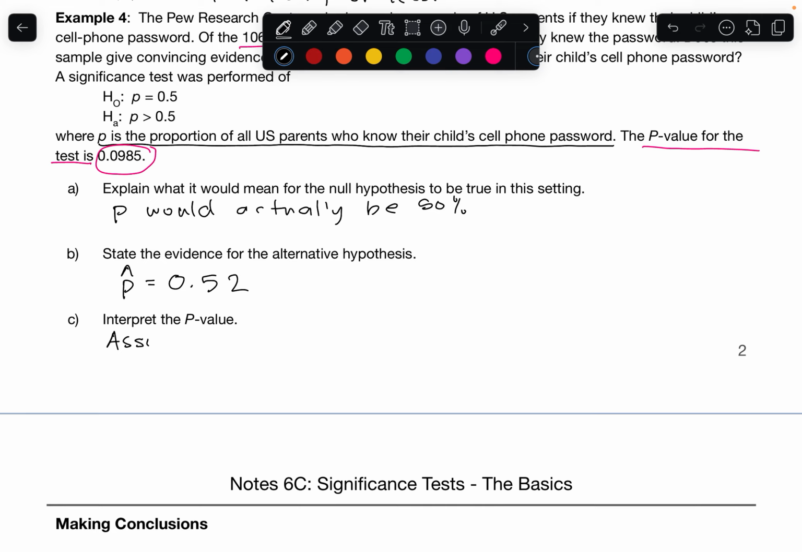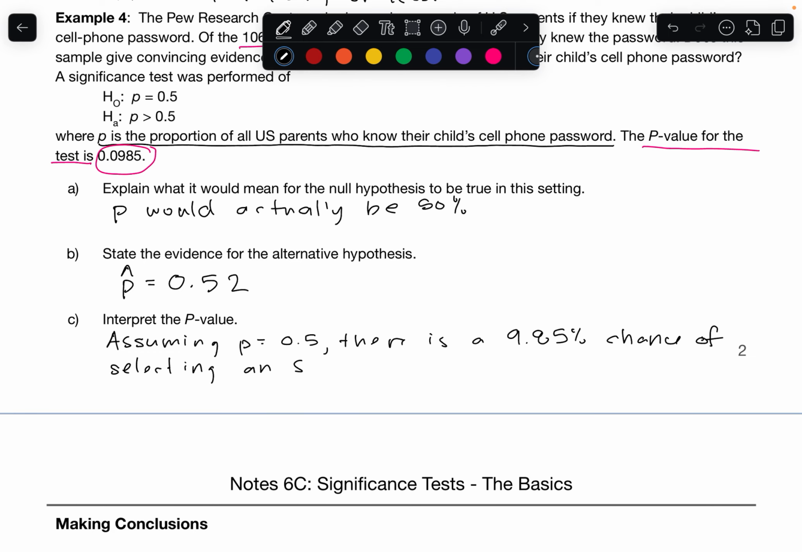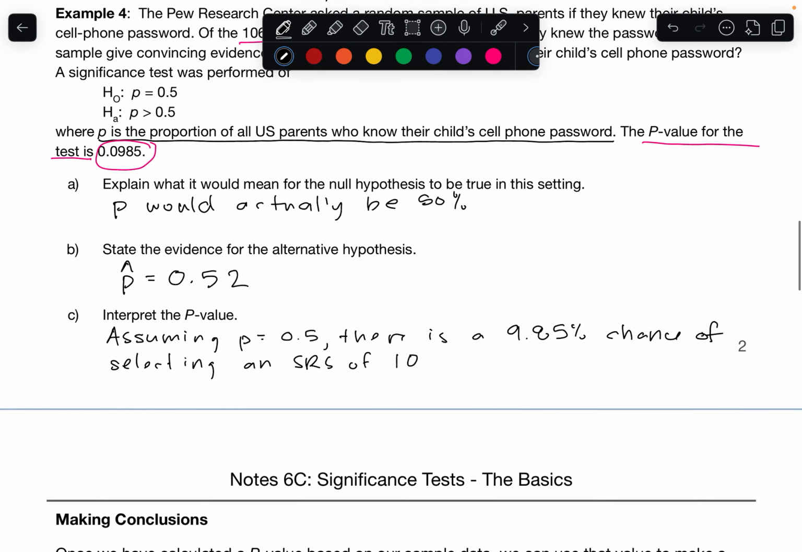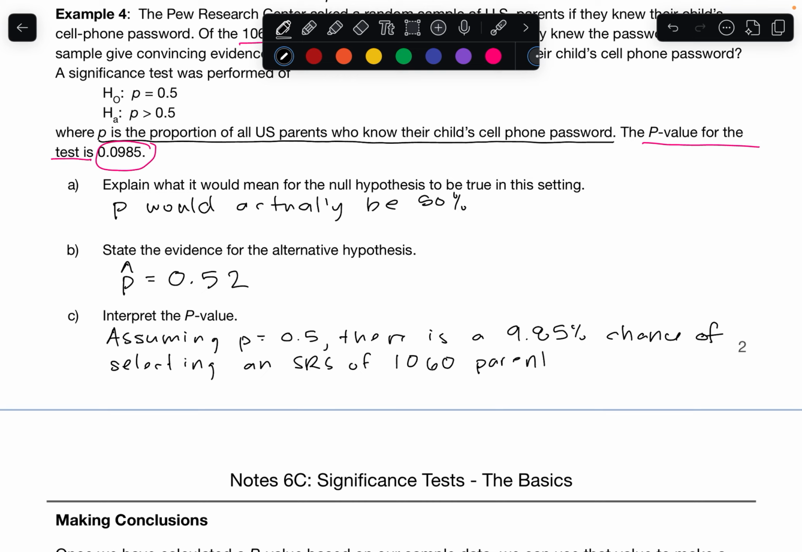So assuming that p actually equals 0.5, there is a 9.85% chance of selecting an SRS of, what was it, 1060 parents, where 52%, and remember it's equal to our sample or more extreme, and in this case our alternative is a greater than statement, so more extreme would mean bigger, where 52% or more know their child's password.